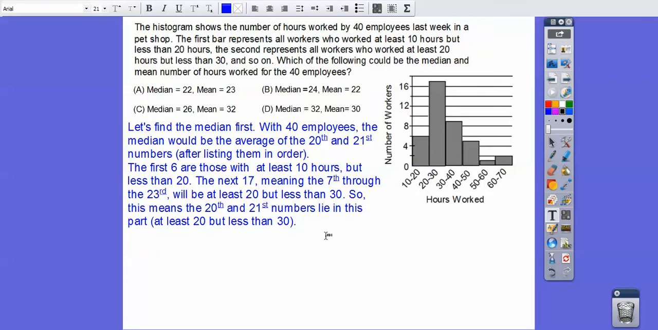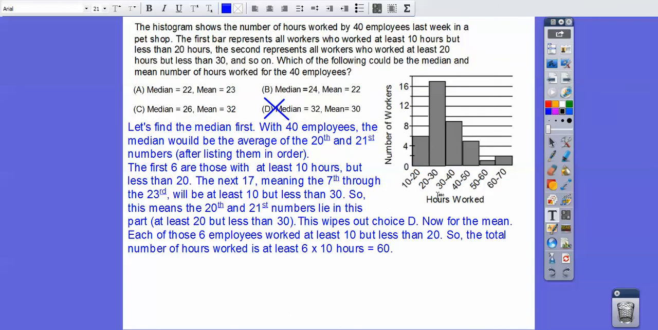So this means the median is going to lie somewhere in at least 20 but less than 30. The median is at least 20 but less than 30. Look, this one we can cross off D. We know it's not choice D. So that should be a 20 right there. I'll fix that because I have to teach this in class also.